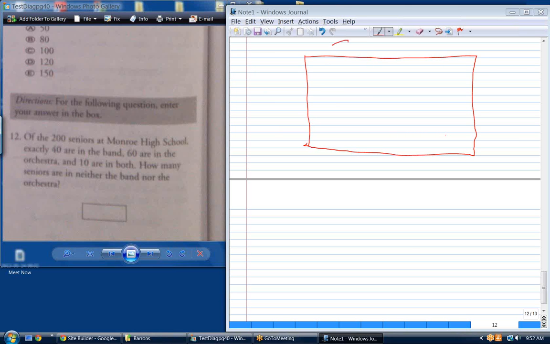There's the total students. We've got students in the band. We've got students in the orchestra. These are students in both, and these are students in neither. Everything has to total 200. So if 10 are in both and 40 are in the band, that means that has to be 30.